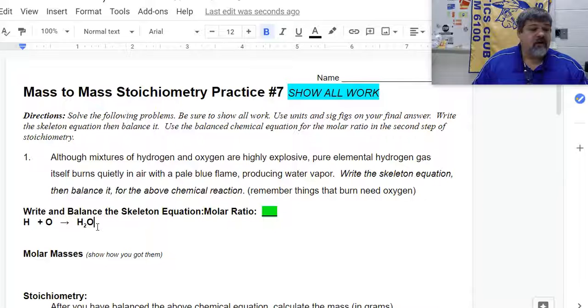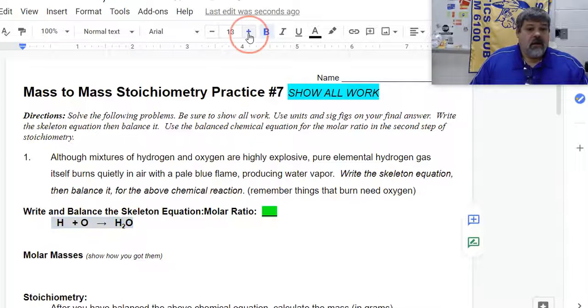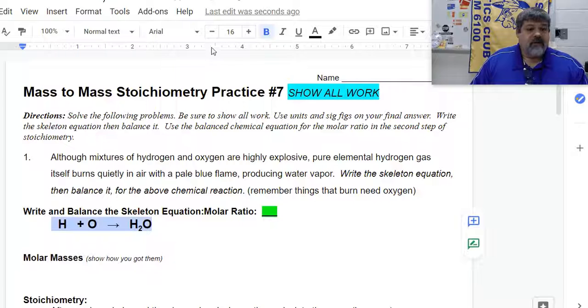Okay, so there are two things. But before we can actually finish the skeleton equation, as always, we need to make sure that we have everything the way that it needs to be. So we always ask this question anytime that we see an element by itself: is that element diatomic?